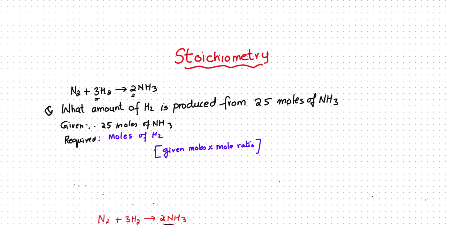So first we write what is the given amount, that is 25 moles of ammonia, and required is what amount of hydrogen. So moles of hydrogen is what we have to find, and given is moles of ammonia. So this is comparing the mole ratio between hydrogen and ammonia. So first we write the given amount, 25 moles of ammonia.